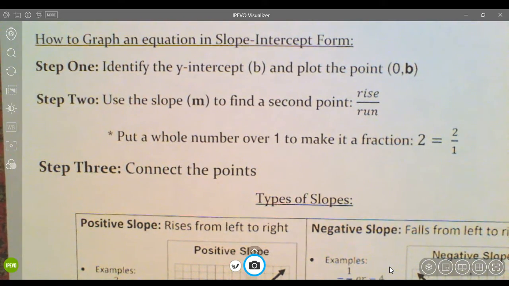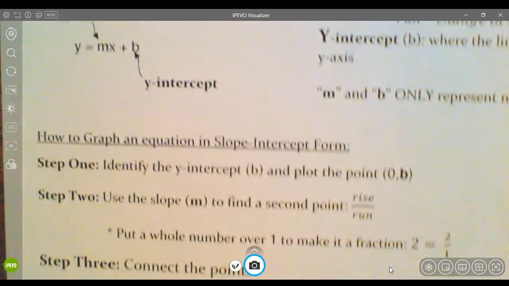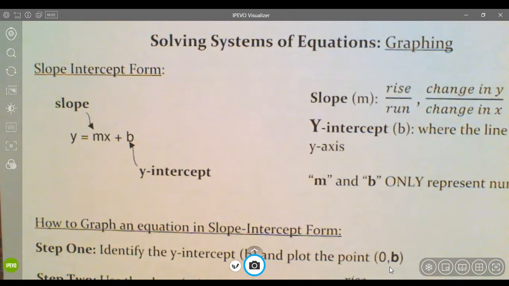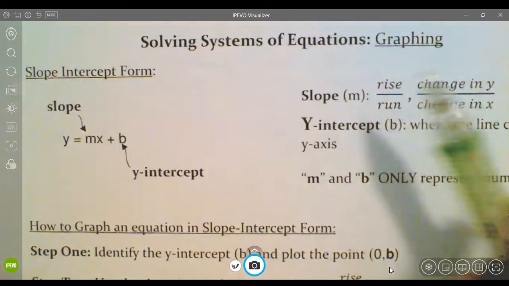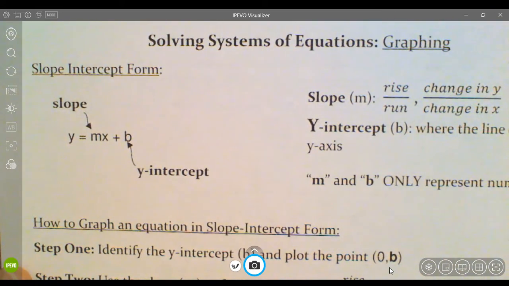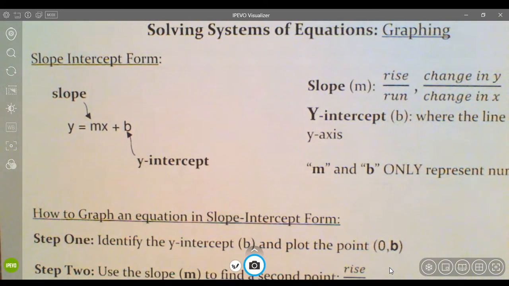All right, so today we're going to talk about solving systems of equations. We're going to spend a couple of weeks on it, but today we're going to discuss how to solve a system by graphing. But to do that, I want to review again how to graph an equation in slope-intercept form.